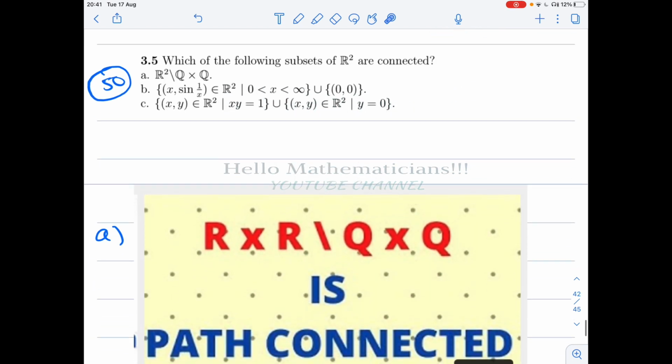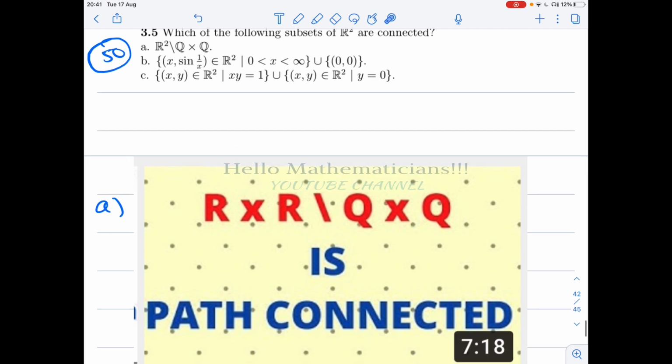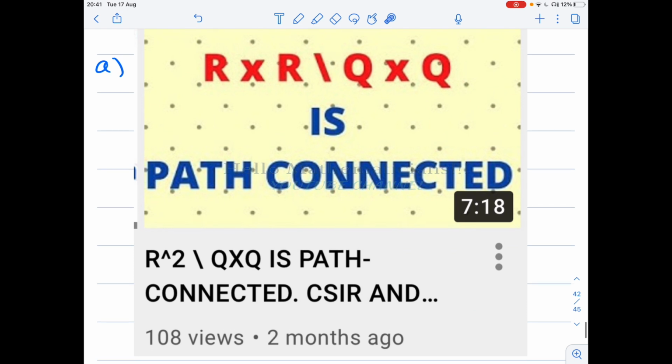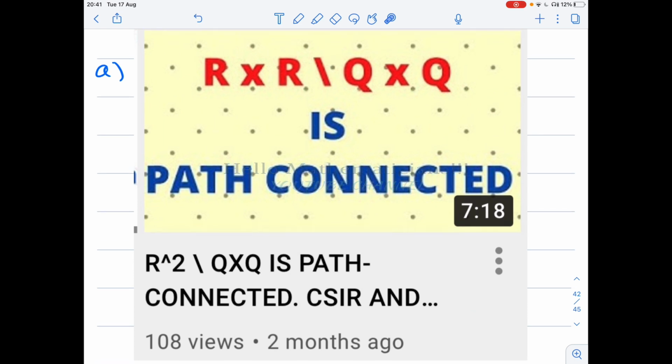Which of the following subsets of R2 are connected? R2 minus Q cross Q. It is a very, very important problem. Many times they ask it in interviews. So I have made a video on our channel. Please check this video. R2 minus Q cross Q is even path connected.